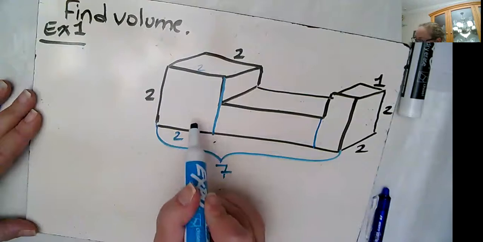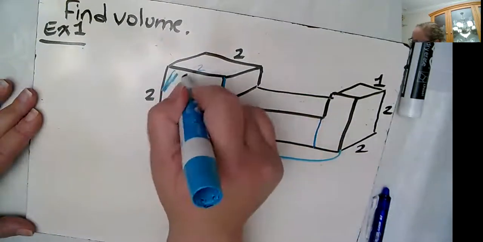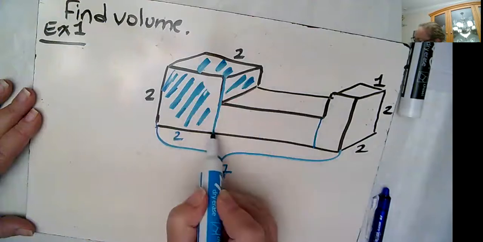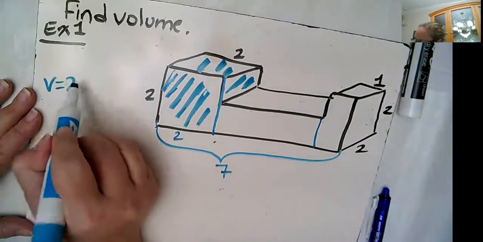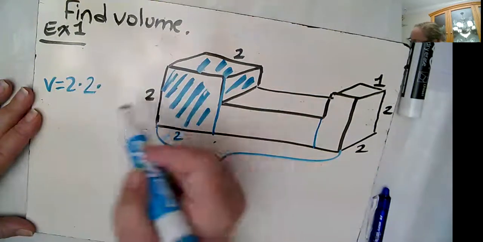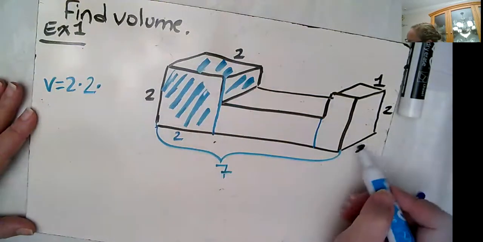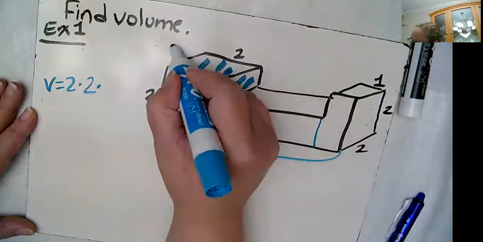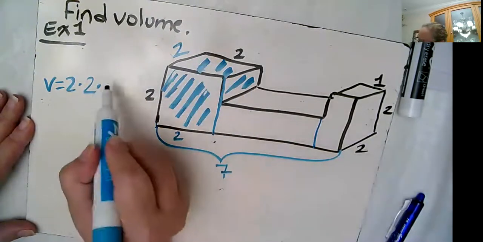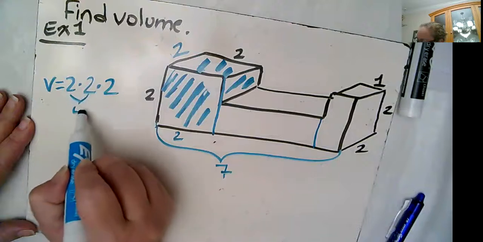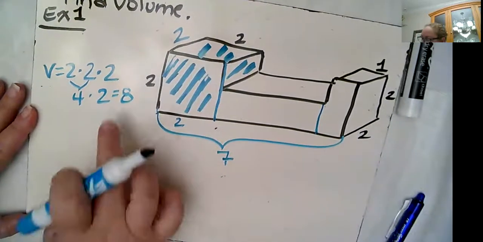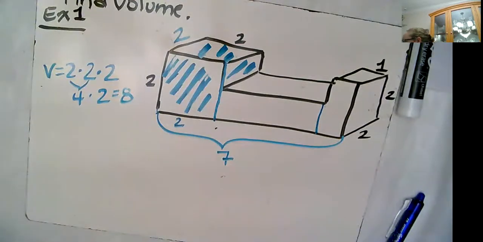So to figure out the volume of this piece right here, this turquoise area, it is 2 times the height times, we have to figure out what this depth is. If we see here, the depth is also 2, because it's shown over here, times 2. So 2 times 2 is 4, 4 times 2 is 8. So that's the volume of the turquoise area.